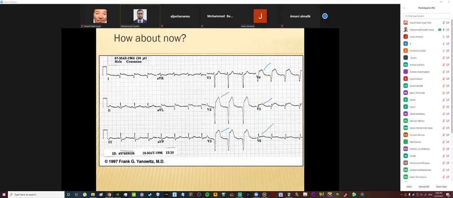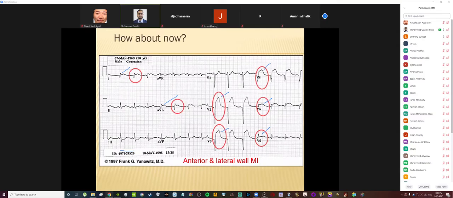Anywhere else? Lead 1. Good, picked up in lead 1. What about AVL? Let's see whether you are right or wrong. Absolutely right. So what will be the diagnosis here?